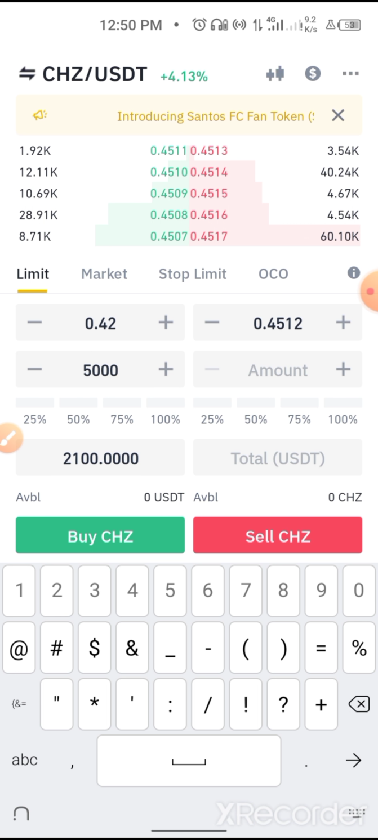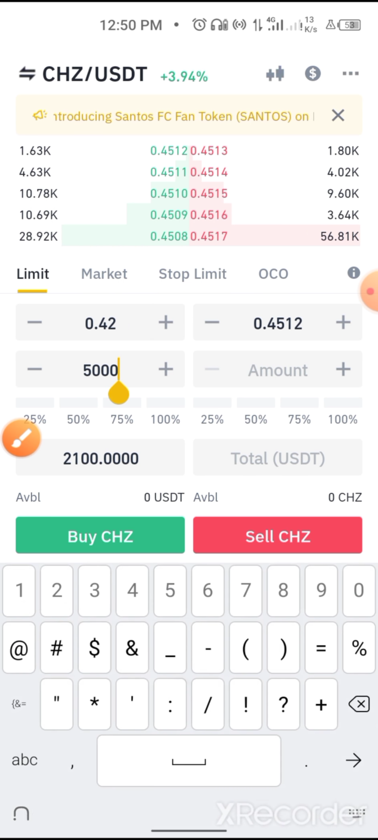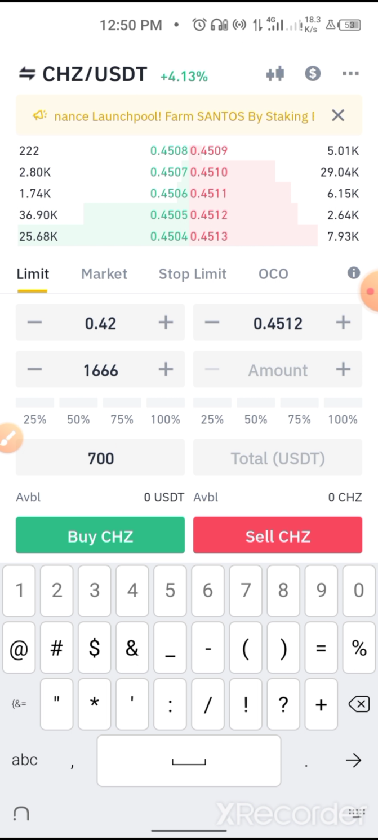It will now give you the reflection in USDT of how much it's going to cost you. It's going to cost you around $2,100. But let's say you don't want to buy based on the quantity of the coin. You just want to put the amount in dollars you want to buy. Let's say you probably want to buy $700.